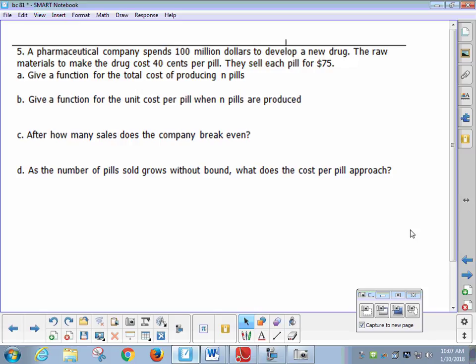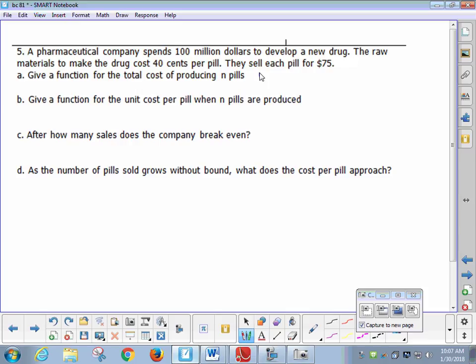A pharmaceutical company spends $100 million to develop a new drug. That would typically be called R&D. What does R&D stand for? Research and development. Okay. A company usually researches a good 10 to 20 years to bring a drug to market. All right. So here we go. $100 million to develop a new drug. The raw materials to make the drug cost 40 cents. They sell each pill for $75. Cool. Give a function for the total cost of producing N pills.